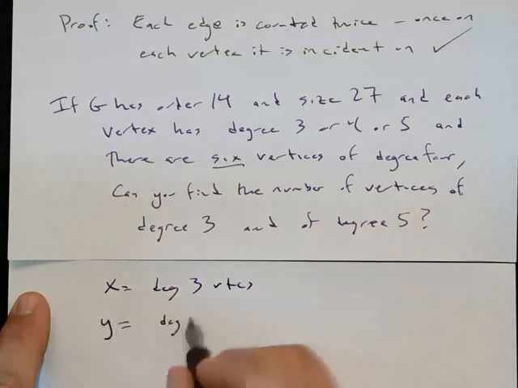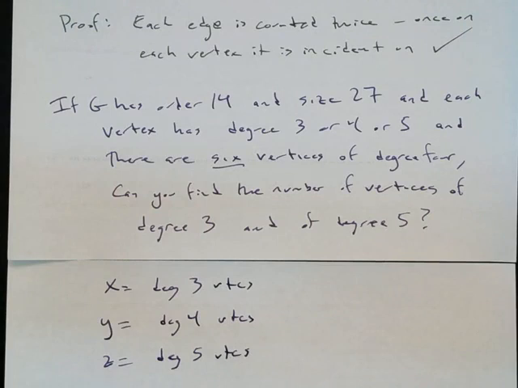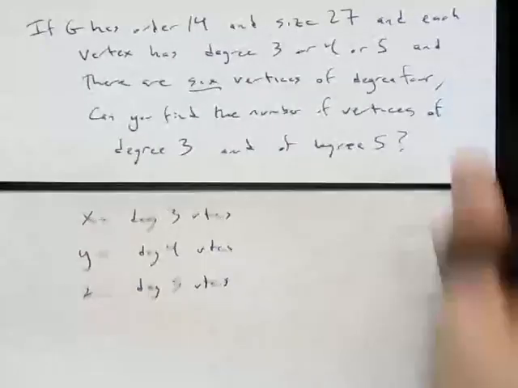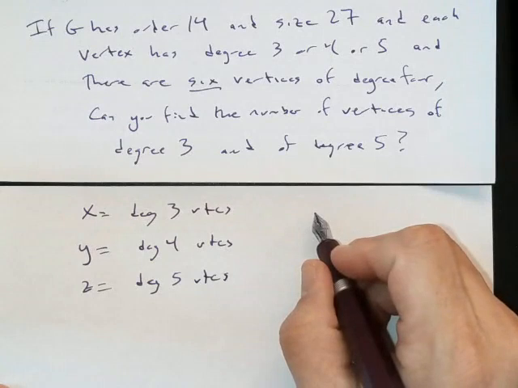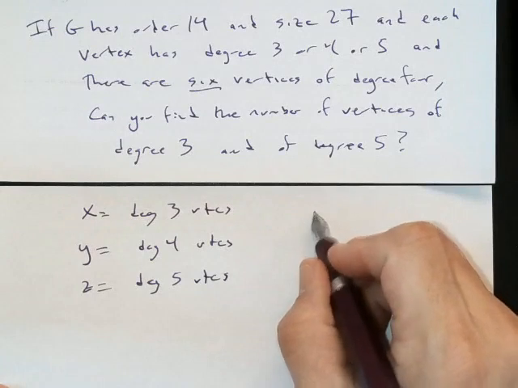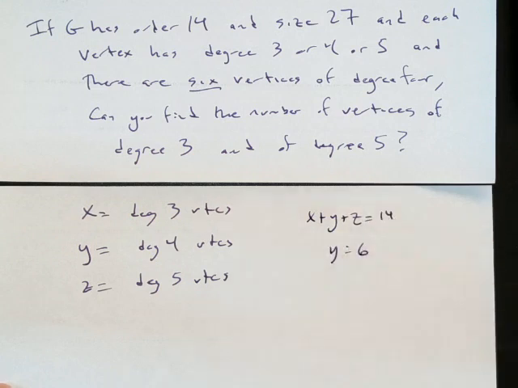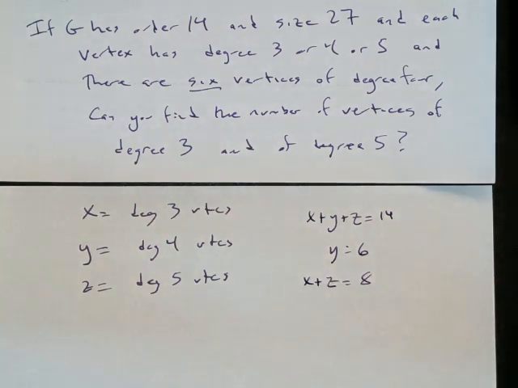Hang on. I'm abbreviating quickly to keep up with you. X is the number of degree 3 vertices, y is degree 4 vertices, z is degree 5. Now, what was your first equation there? Well, that makes my life easier, doesn't it? So, well, there you go. x plus z equals 8. I'm already down one variable. I like that.